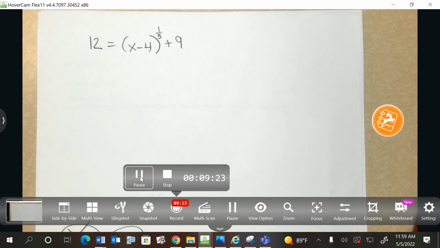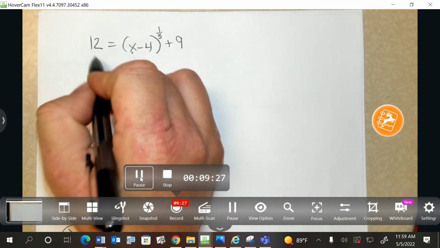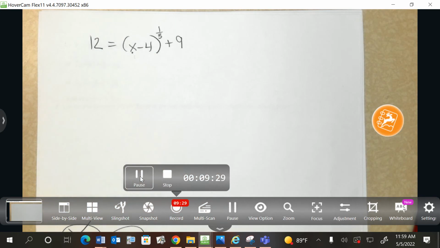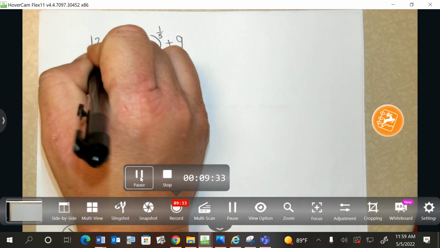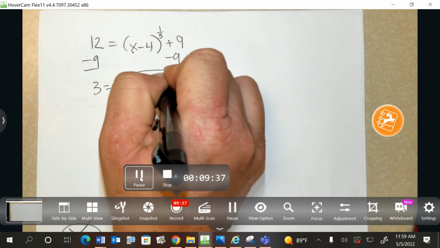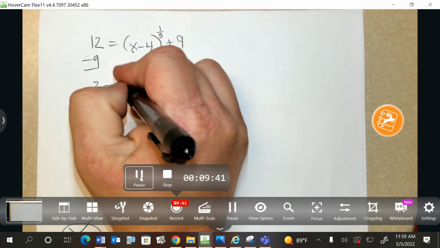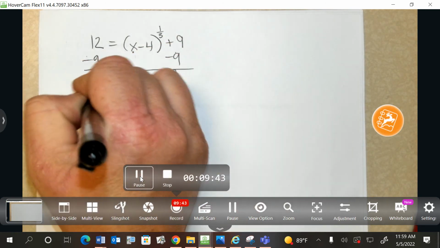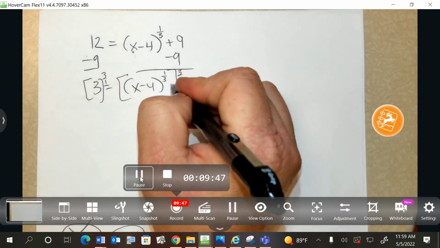Okay, so here we go. So I'm going to find a unique value of x that when I plug it in, the right side will equal the left side. We're asked to solve. This is like number 8 from the review. I'm going to start by moving the 9 over to the opposite side. 3 equals x minus 4 raised to the 1/3. Now to isolate this x, I have to raise everything to the reciprocal. Reciprocal of 1/3 is 3 over 1. And 3 over 1 is the same as 3.